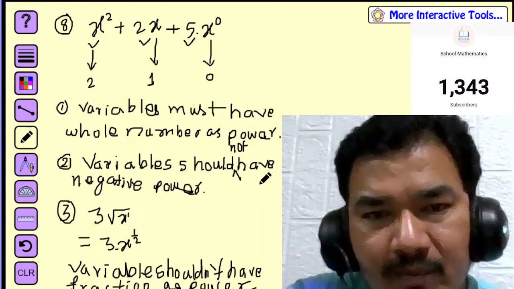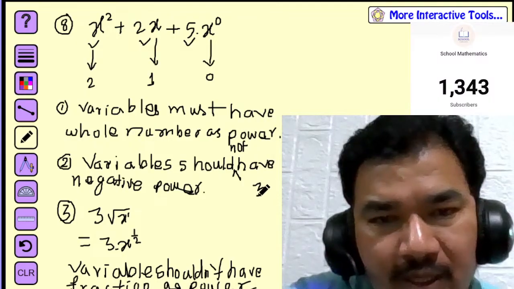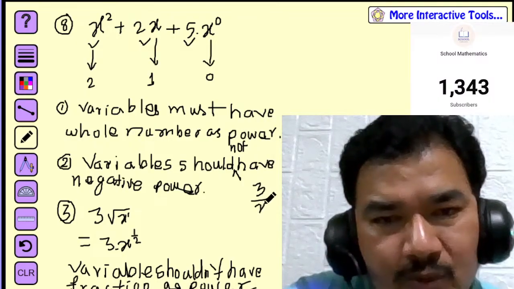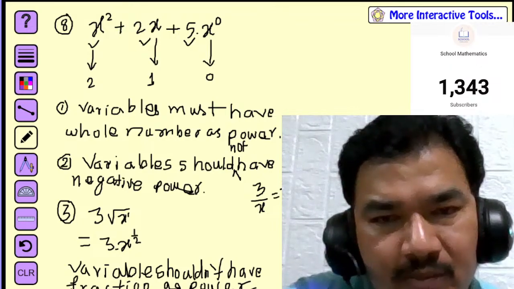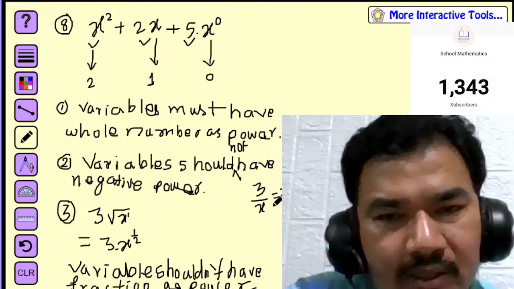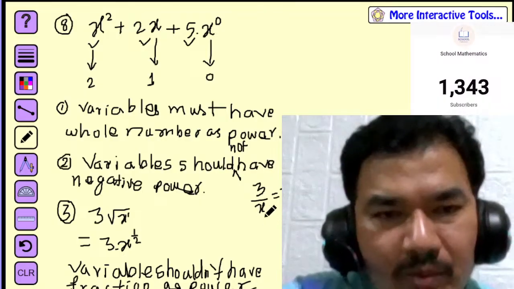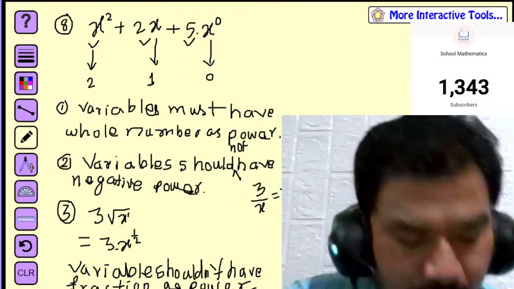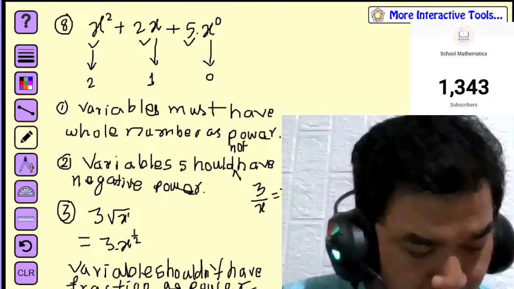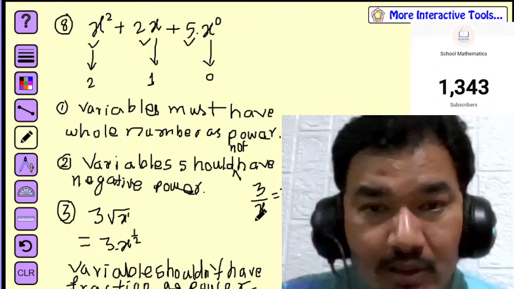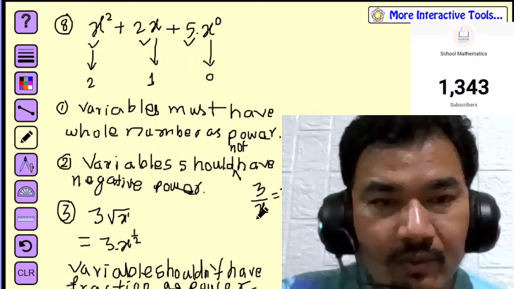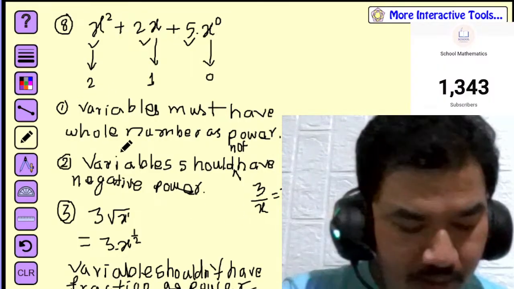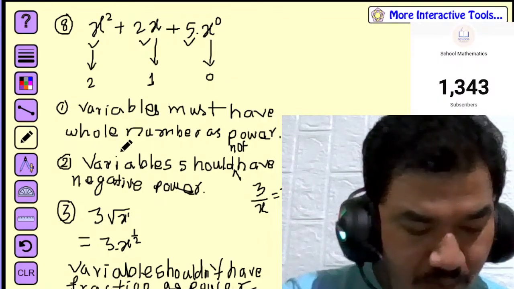Okay, sometimes they may be given like this also. Look here, 3 by x is given. As we know, according to the laws of indices, when x goes up, this becomes 3x to the power minus 1. That's why it is not a polynomial, because it has a negative power. That's why the variables should not have negative power to be a polynomial. I hope you are clear about this. You can identify a polynomial easily now.